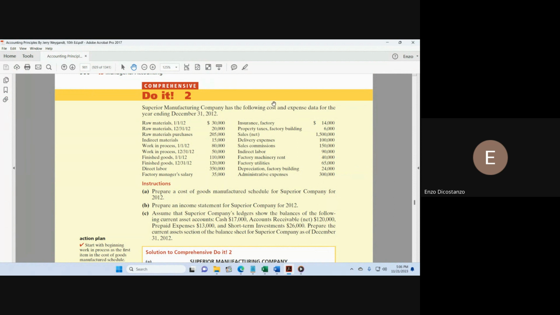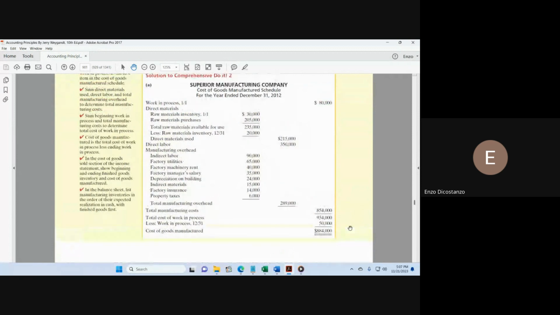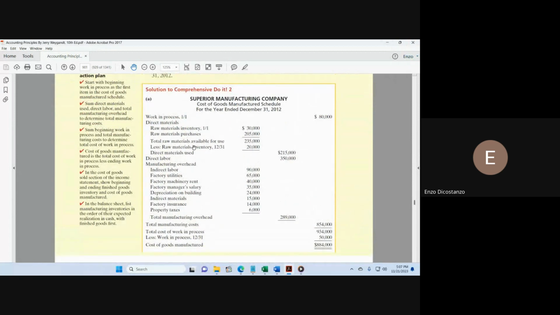We did it already with the template, so it sort of clears it up a bit. The task is to prepare a cost of goods manufactured schedule, prepare an income statement, and then you're given some balance sheet information. The book has it, but we like doing our own. There's a partial balance sheet and income statement. Let's get going. And there's an action plan.